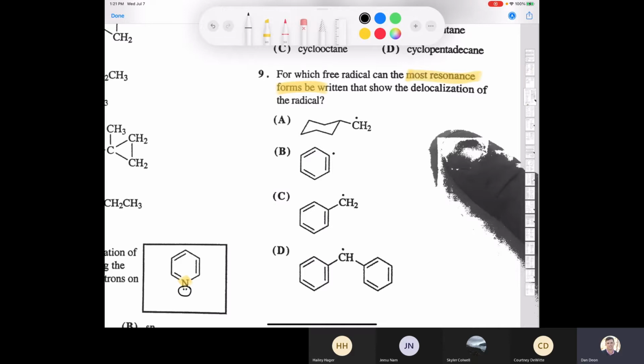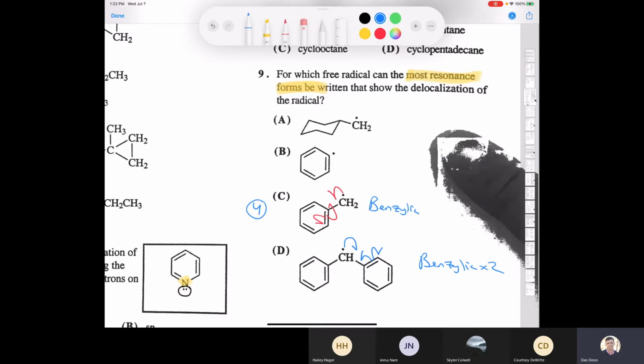If we look at C, this is benzylic, so we could start by drawing resonance structures like this, and there's nothing wrong with that. But in D, we have doubly benzylic. So here, this is benzylic, but this one is benzylic times 2, okay? And so on and so forth, and we could draw all the different resonance contributors. So C would have a total of 4 resonance contributors.